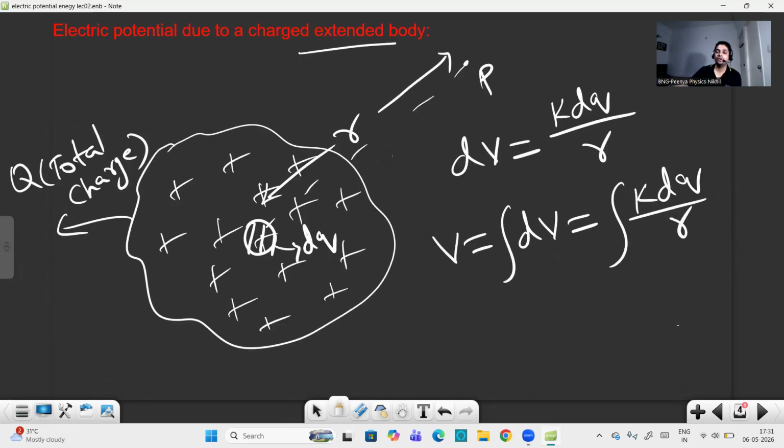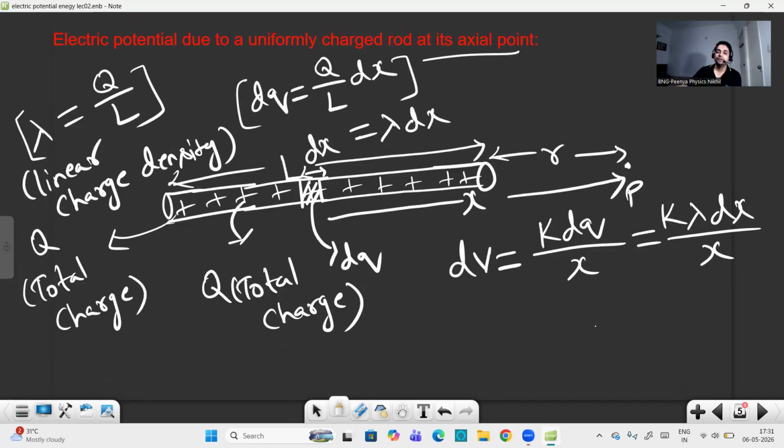Now, next step, what we have studied, we will integrate it. To find the total potential, K lambda integration of dx by x. Now here x is changing from where to where? This rod started from point r distance and ends at r plus L, because the rod length is L. So r to r plus L.